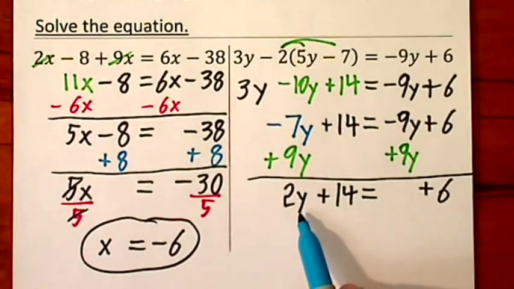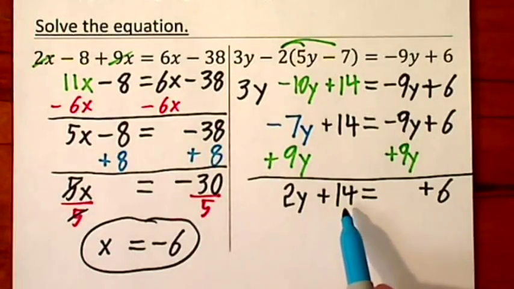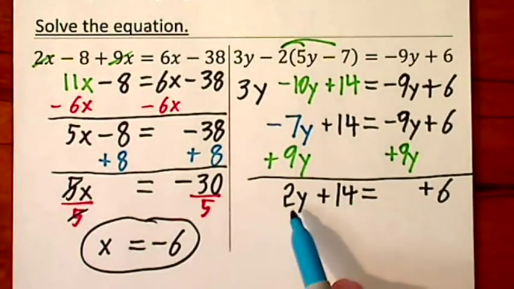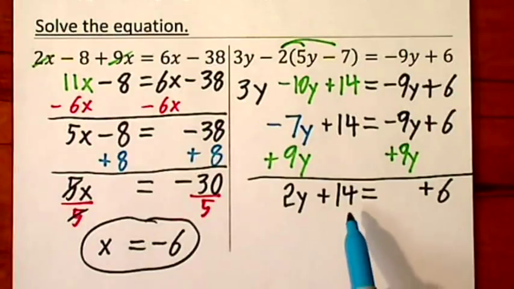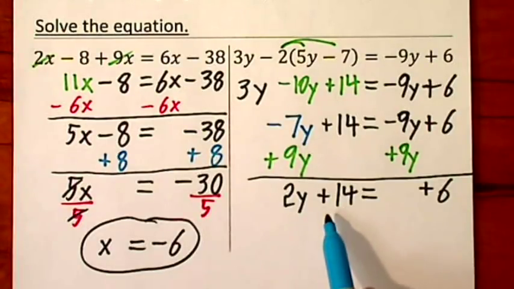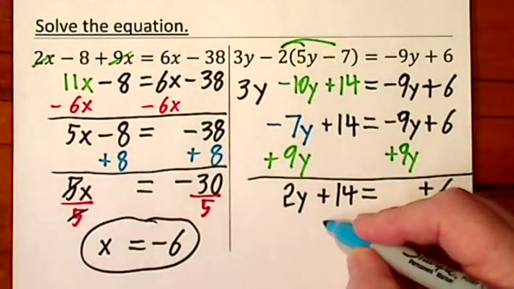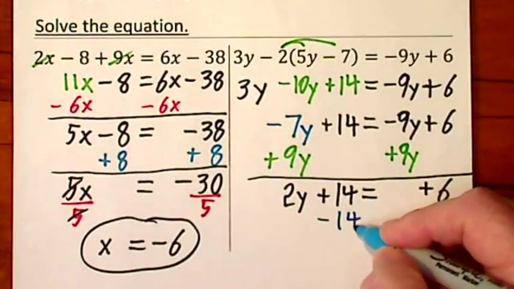I'm still trying to get y by itself. I'll get rid of this 14. I'll mention I could divide each term by 2, but usually it's easier to add or subtract first, so that's what I'm going to do. Again, it's sort of order of operations in reverse when you're trying to solve an algebraic equation. So I'll get rid of this positive 14 with a negative 14.